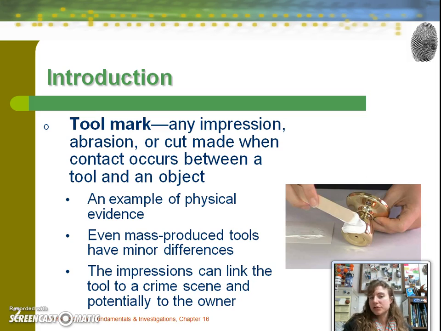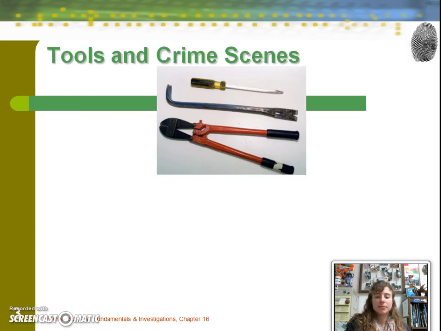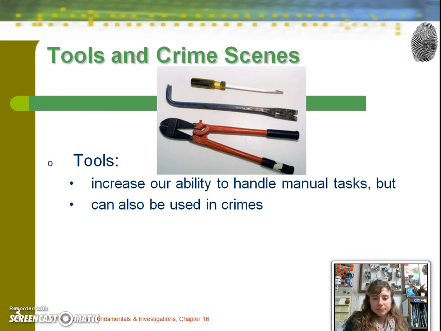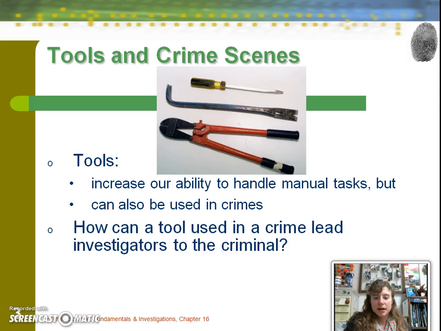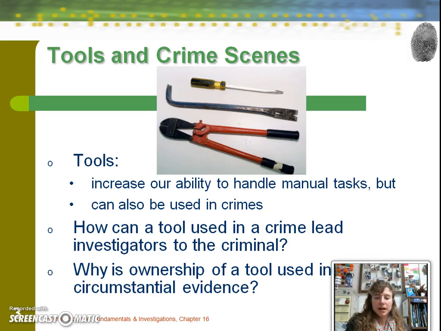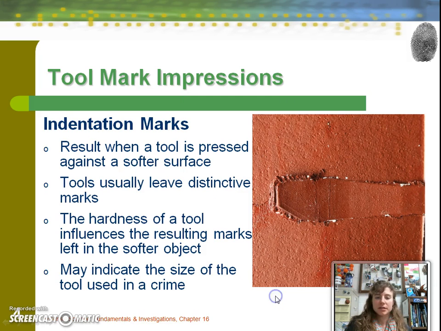Even tools that are produced to be exactly the same pick up many differences, making them types of individual evidence, whether that's in the manufacturing and certainly in the subsequent use of that. Any kind of nick or imperfection in the tool can provide a very traceable individual type of evidence, and that can link the tool to a crime scene, possibly the owner. So tools, in increasing our ability to handle manual tasks, can also be used in crimes. We talked a little bit about how that can lead to a particular criminal, and we talked about this serving as circumstantial evidence.